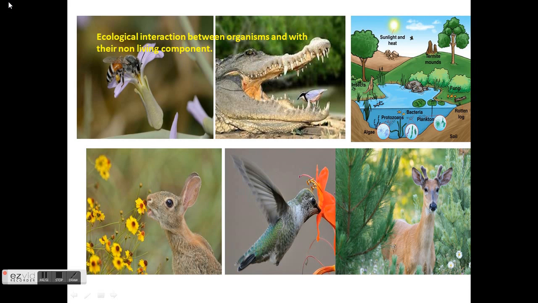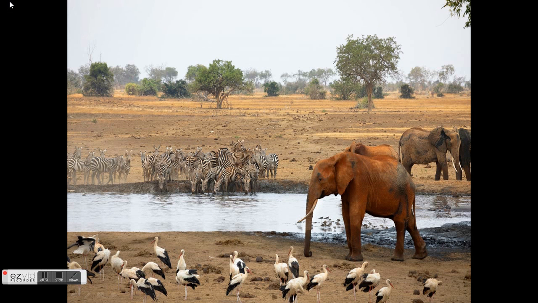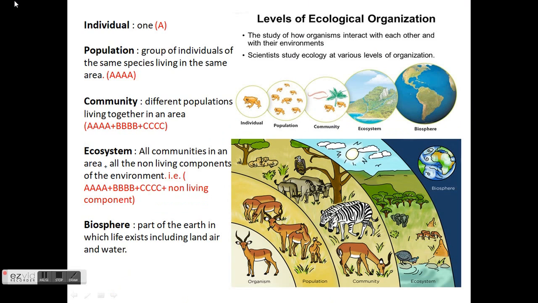So in this slide, you will get to see different organisms doing different interactions between themselves and at the same time with their non-living components. So basically studying of these interactions between the organisms and with their non-living component is called as ecology. This water hole picture can give you a unique glimpse of what ecology is. All living organisms together interacting with each other and with their non-living component.